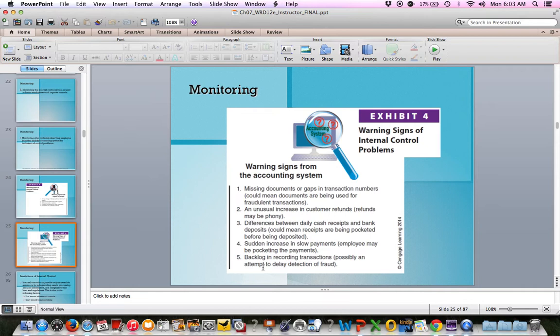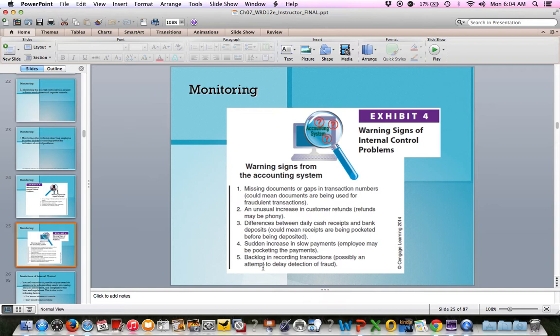Warning signs based on your accounting system. What are some things that you might notice coming out of your system that are indicators of control issues? Missing documents or gaps in transaction numbers, okay, which means some fraud might have been done. Unusual increase in customer refunds, right? They might be phony.